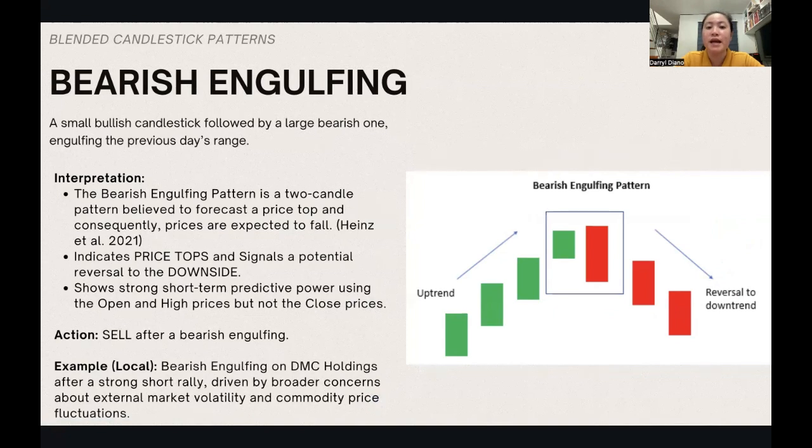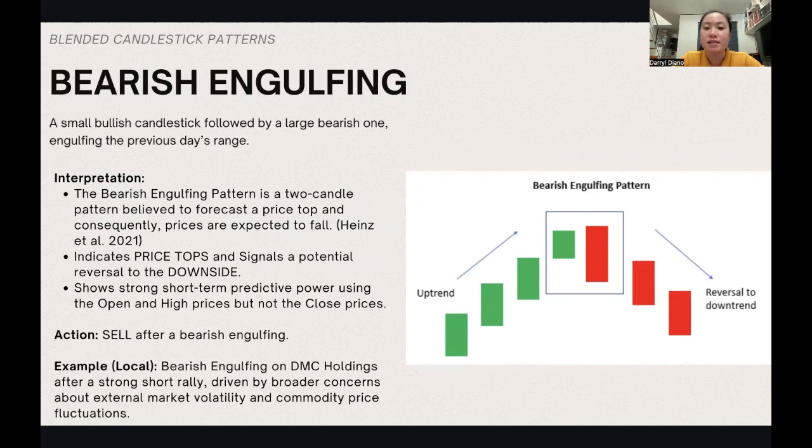The next engulfing pattern is bearish engulfing. It appears after an uptrend, showing that sellers are overpowering buyers. According to Hines et al. in 2021, bearish engulfing is a 2-candle pattern believed to forecast a price top, and consequently, prices are expected to fall.